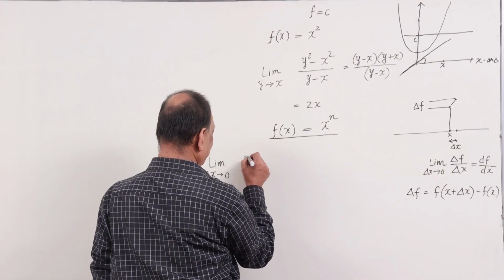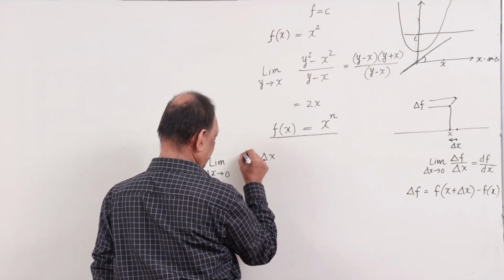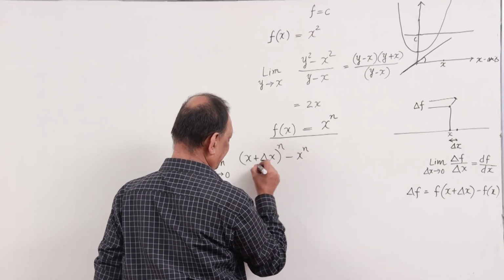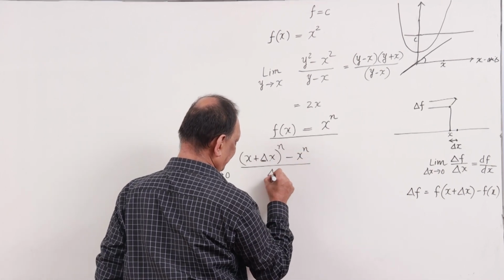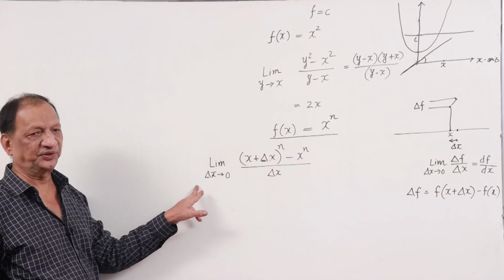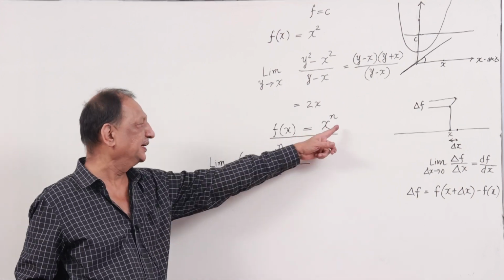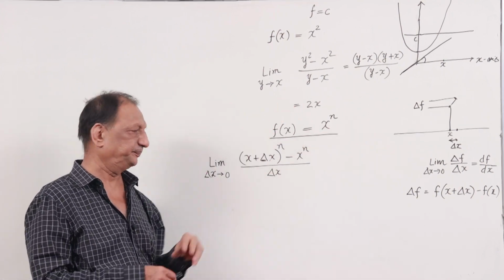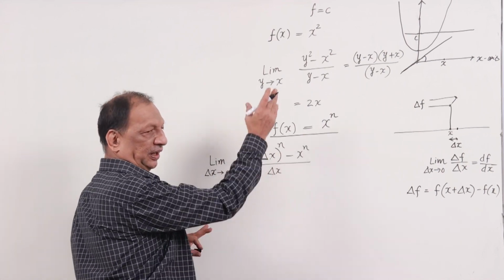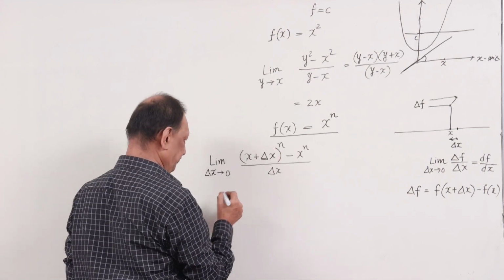So what is that in this case? It is the limit of x plus delta x to the power of n minus x to the power of n, divided by delta x, as delta x goes to 0. If you can evaluate this limit, that will be the derivative of x power n at any point x. Now we can expand this. This is our popular binomial theorem, a plus b to the power of n, right? We have seen that before.